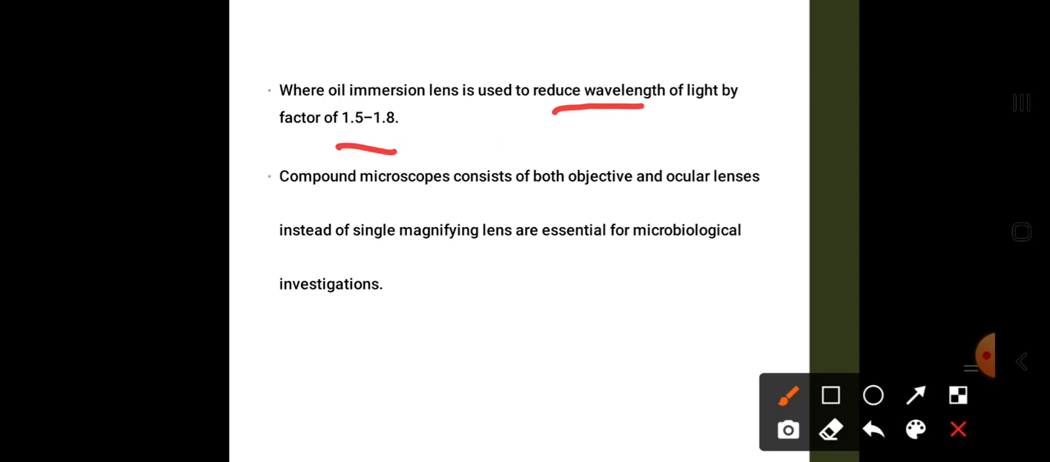The compound microscope consists of both an objective as well as an ocular lens. The objective lens is a magnifying lens, and the ocular lens, which is also known as an eyepiece, is used to magnify the image to the eye. In the simple microscope only a single magnifying lens is used, while in the compound microscope an objective lens as well as an ocular lens are used.